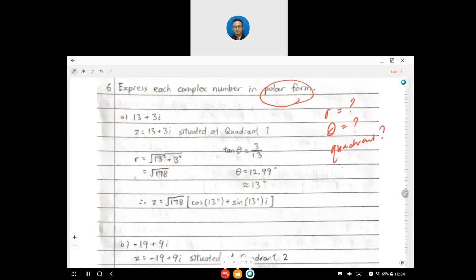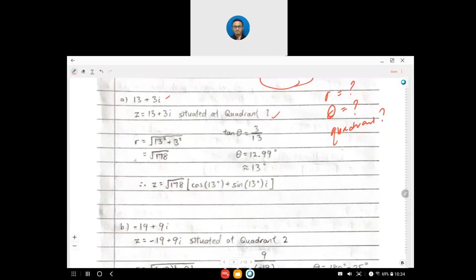Okay, the first one, 13 plus 3i. We know that 13 plus 3i is situated in quadrant 1. So no problem, if it is quadrant 1, your calculator will give the exact quadrant 1 angle. So you need to find your r. R is the square root of 13 square plus 3 square. So you get the square root of 178. And then tangent theta equals 3 over 13.